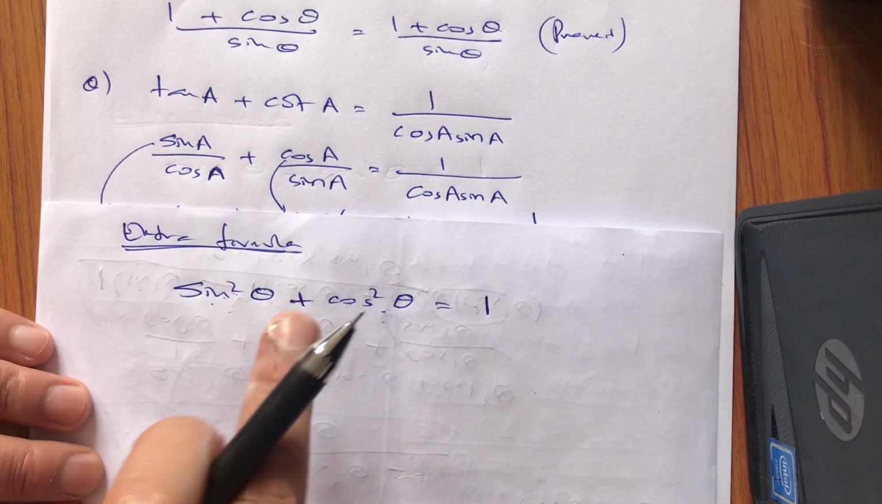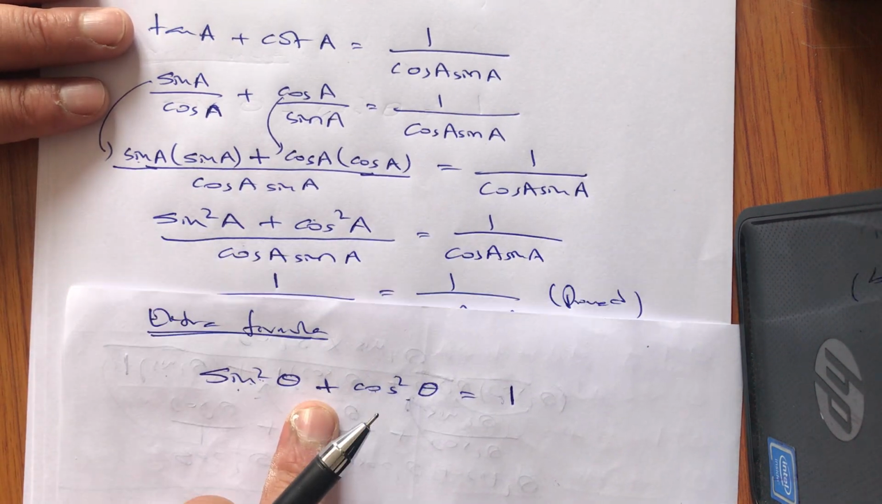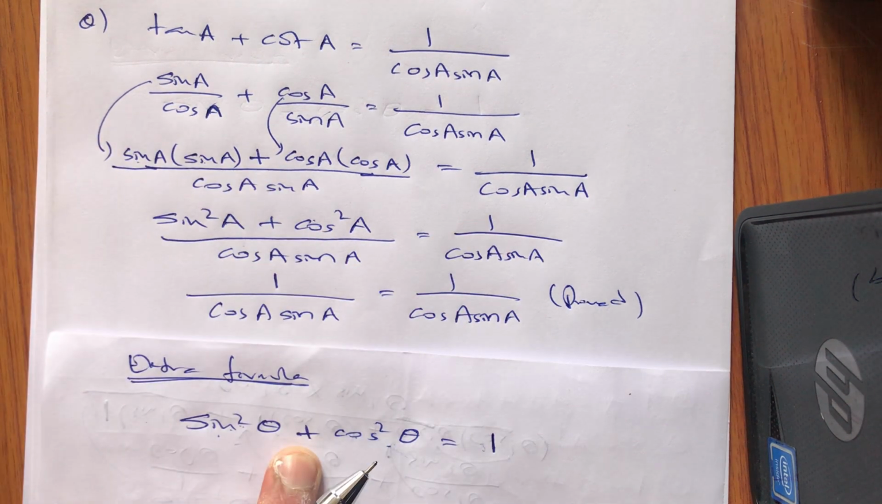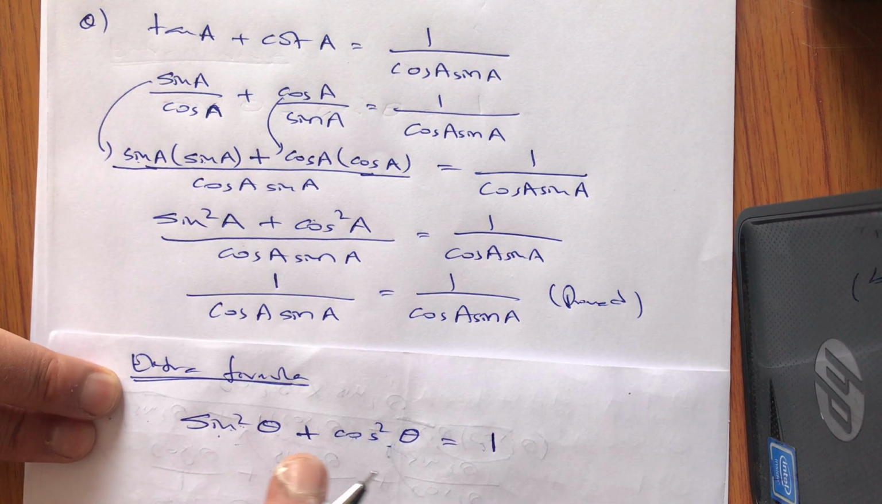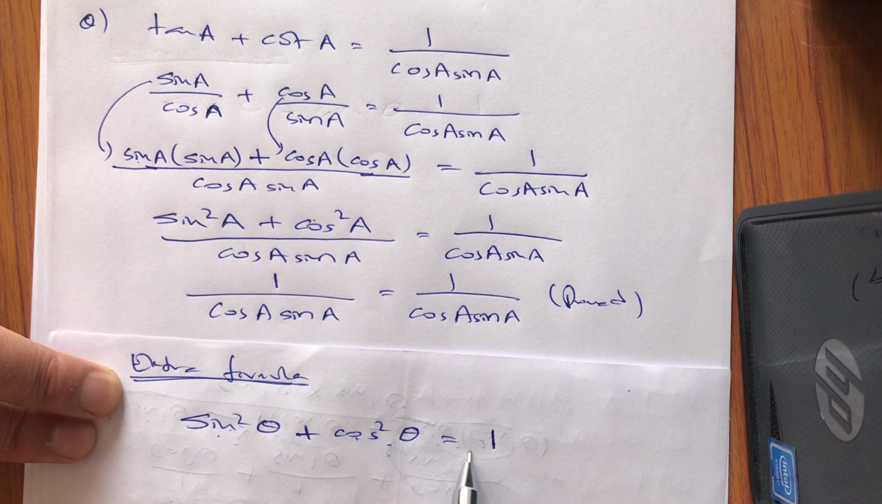Okay, so please remember this extra information called sine square theta plus cos square theta, because if I'm not aware of this, then I'll be stuck over here, and the left right now does not look equal to the right. But if I'm aware of this, then I can replace that entire sine square plus cos square theta by 1. So that is what we have done over here.